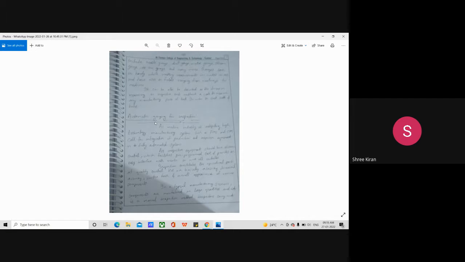In the case of automatic gauging for inspection, modern industry is adopting high technology manufacturing processes such as FMS and CIM, which call for integration of production and inspection equipment into a fully automated system. Due to technological advancement, nowadays all industries are going for high-tech manufacturing systems.